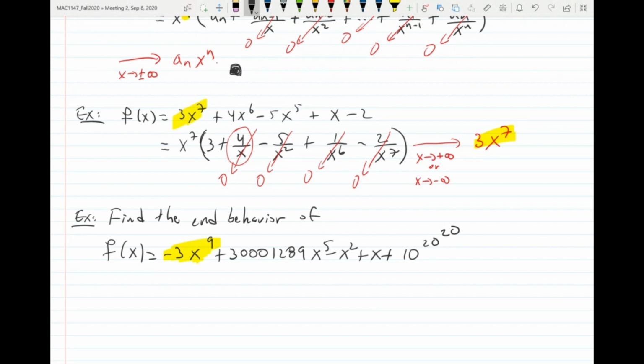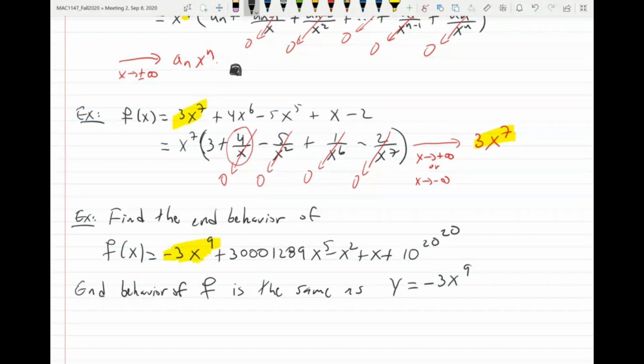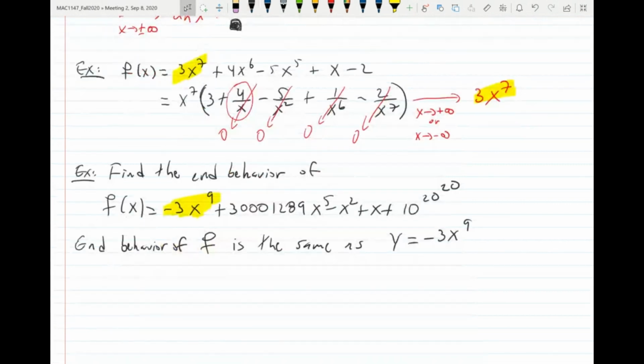Okay? So the end behavior of f is the same as y equals negative 3x to the 9. So in other words, you can just ignore the other guys. And I put very big numbers over there and so on, just to let you know, hey, it doesn't matter. At infinity, those numbers mean nothing. Okay? The leading term is the one that takes charge of what's happening with the function. All right, so we reduce the analysis of f to this power function.